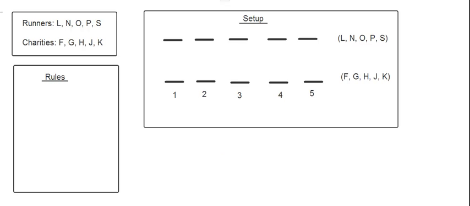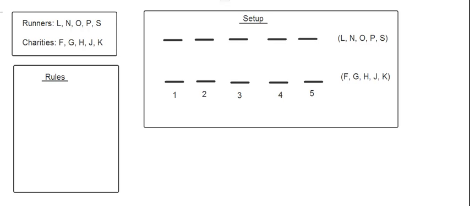Alright, let's look at the third game from the complex linear set. They tell us that there are 5 runners: Larry, Ned, Olivia, Patricia, and Sonia, and we need to put these runners in lanes 1 through 5. If they left it there, that would just be a straight up linear game, but they actually give us another characteristic, which is the charities.